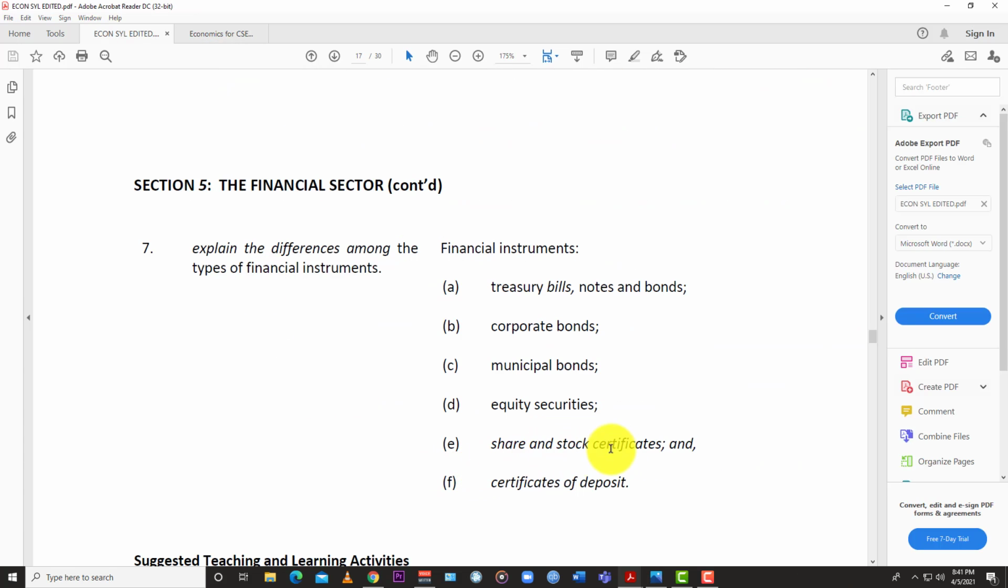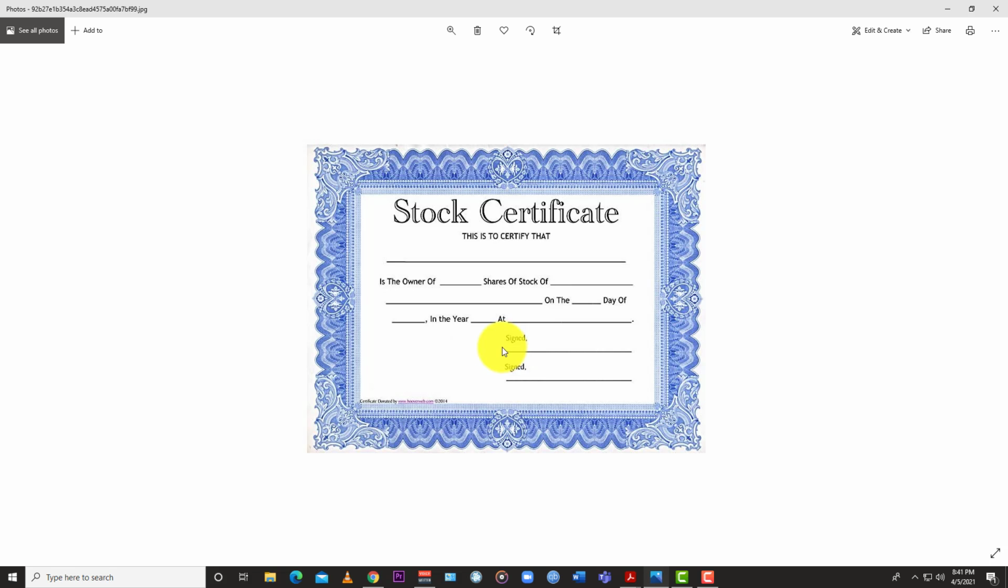We need to look at the share and stock certificates and the certificates of deposit. The share and stock certificates are just as the name says. They are certificates that show how many shares you own in a company. They're literally certificates. When you buy shares in a company, they actually give you a certificate with the amount of shares that you bought and sometimes the value of those shares, so that you can use that to sell or give shares to other persons if you so desire. You have to present that certificate in order to lay claim to those shares or stocks. So you have a little rough example right here, the stock certificate.